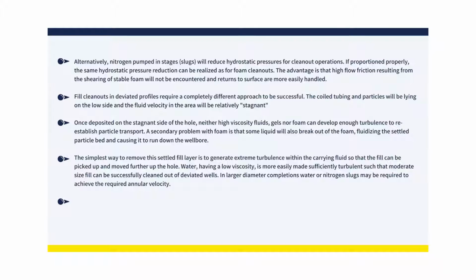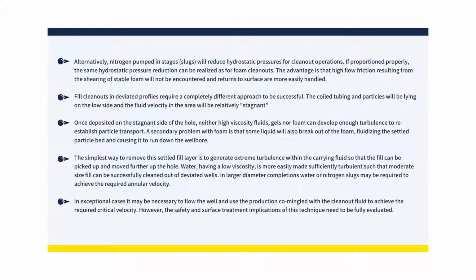The simplest way to remove this settled fill layer is to generate extreme turbulence within the carrying fluid so that the fill can be picked up and moved further up the hole. Water, having a low viscosity, is more easily made sufficiently turbulent such that moderate size fill can be successfully cleaned out of deviated wells. In larger diameter completions, water or nitrogen slugs may be required to achieve the required annular velocity. In exceptional cases it may be necessary to flow the well and use the production commingled with the cleanout fluid to achieve the required critical velocity. However, the safety and surface treatment implications of this technique need to be fully evaluated.